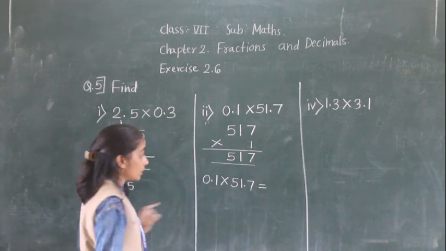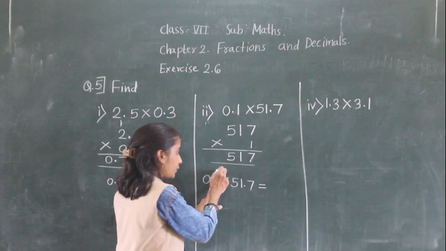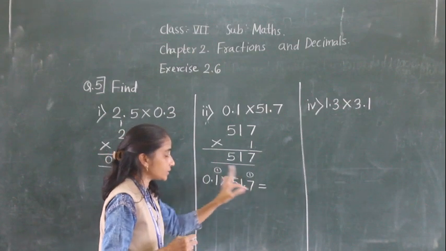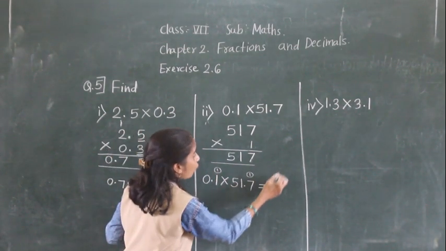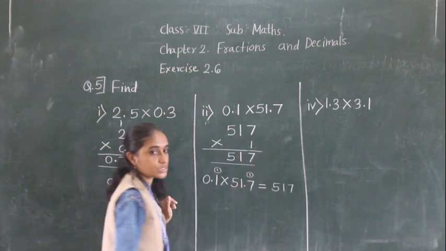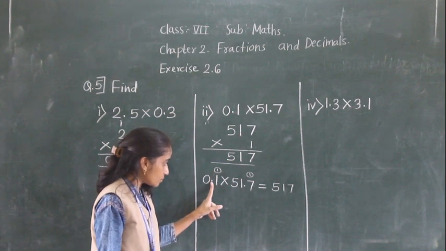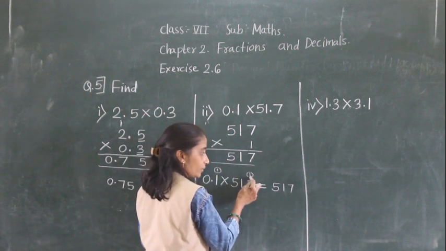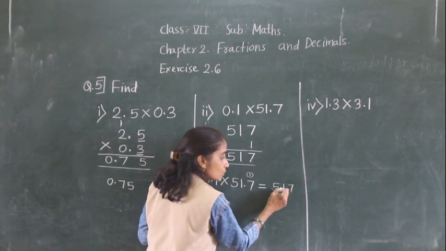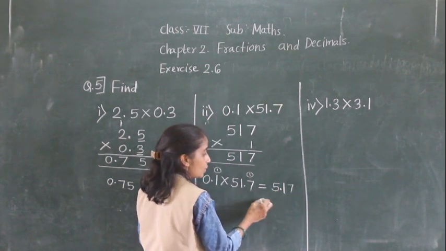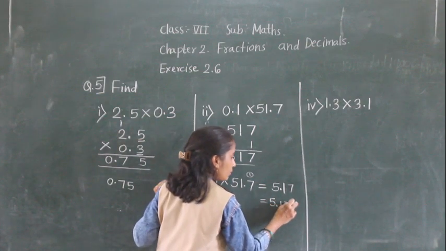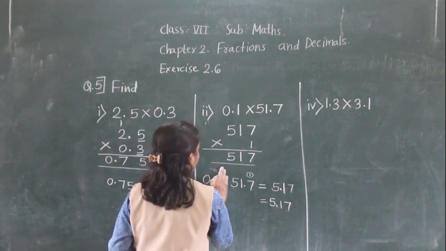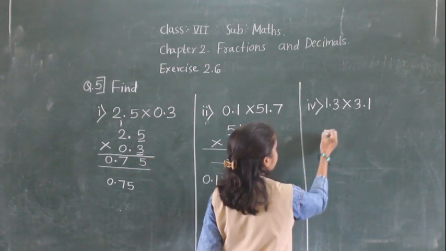So 0.1 multiplied by 51.7 is equal to, now count the number of digits after the decimal point. Here 1 digit, and here 1 digit. So in total it will be 2 digits. So for the answer, give the decimal point before 2 digits, counting 1, 2. So what is our answer? 5.17. Now, next sum.